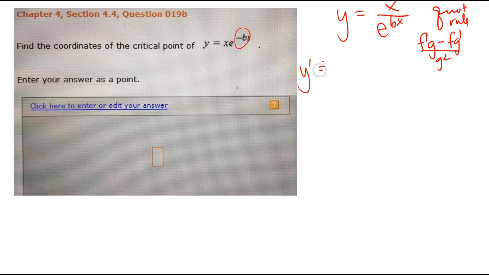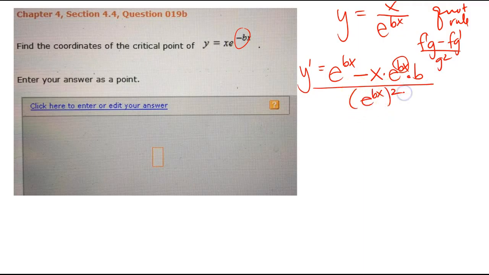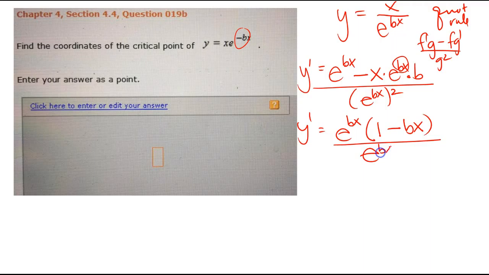Right, so the derivative will be, derivative of x is 1 times this minus x times the derivative of the bottom, which is e to the bx times b, because that's the derivative of that, over e to the bx squared. Now I'm going to simplify this. There's an e to the bx that I can factor out, and I'm left with 1 minus bx over e to the bx, which I'm going to write like this, right? Because those will go away. And this is now the first derivative.